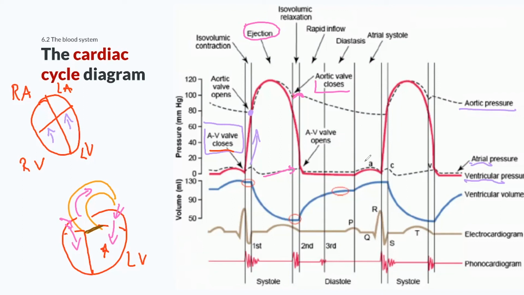And then you have the atrial contraction again. You see the pressure in the atria increasing. That makes the ventricles increase again. And then boom, second cardiac cycle all over again.